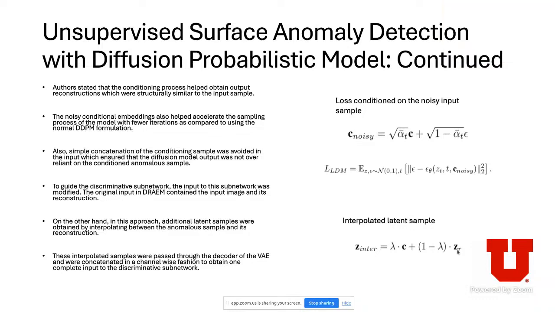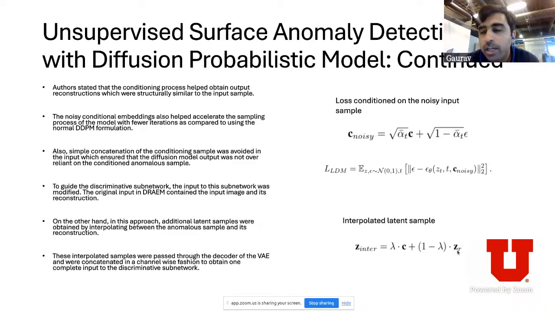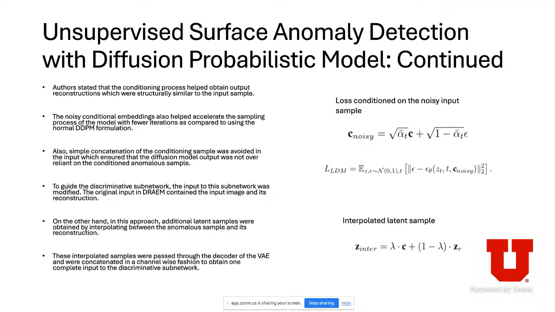Where does this Z interpolation apply to? In which component does it apply? It applies to the discriminative network, to the input of the discriminative network. In this case, this is also additionally passed through the encoder of the VAE to produce the actual images.